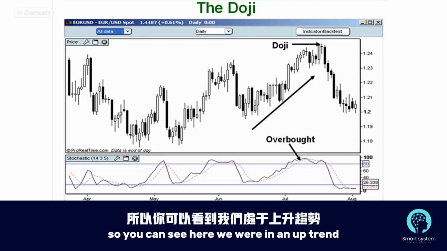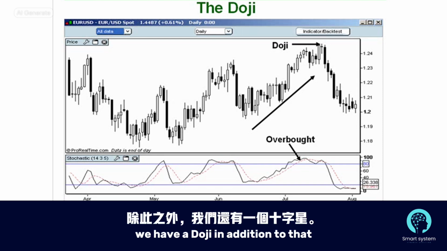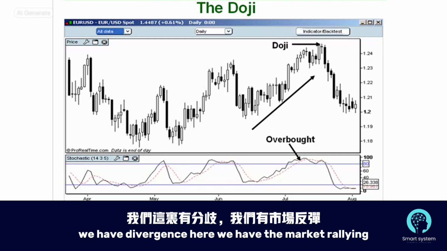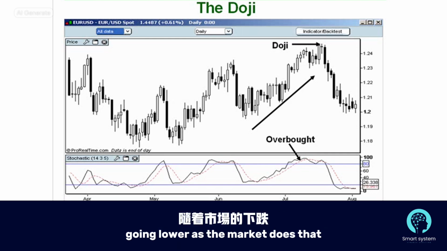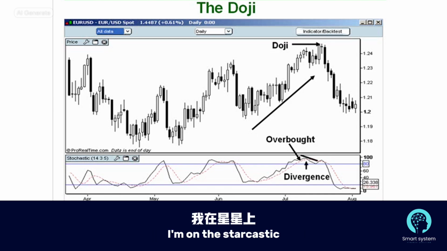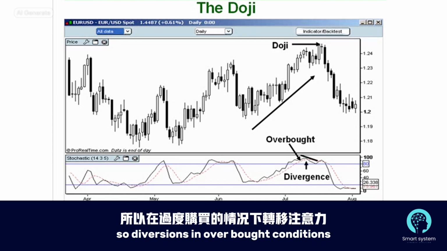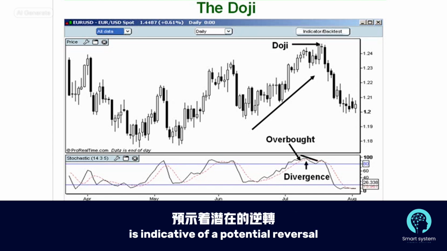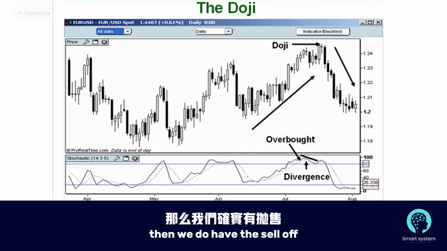So you can see here, we were in an uptrend. We have an overbought condition. We have a doji in addition to that. We have divergence here: the market is rallying up to new highs, and we have the stochastic going lower as the market does that. If you remember from our lessons on stochastic, divergence in overbought conditions is indicative of a potential reversal. So we have two things confirming there. Then we do have the sell-off that results after that.